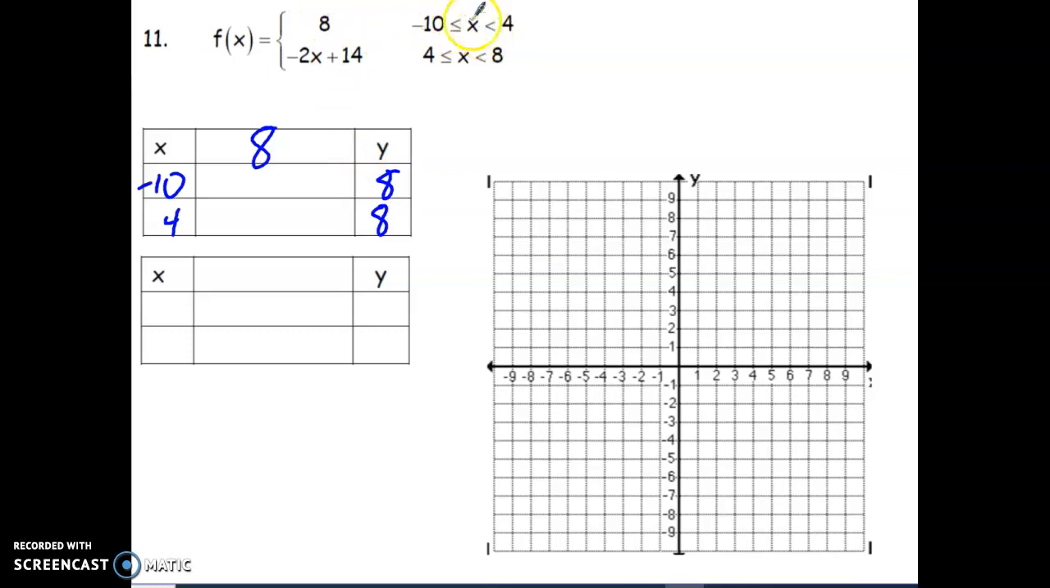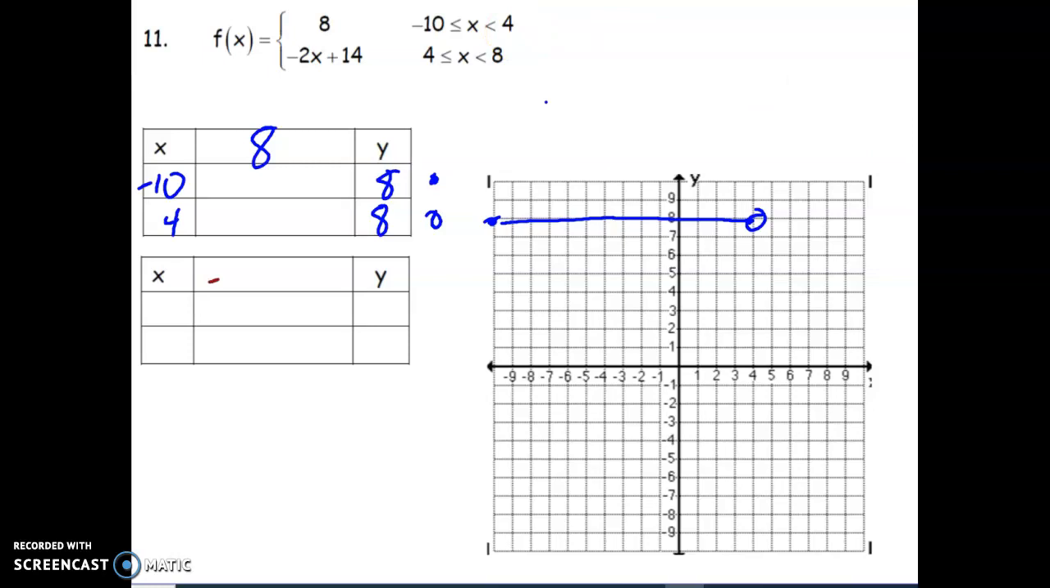On -10, I'm going to have a closed circle because I see an equal to. And on 4, I'm going to have an open circle because there is no equal to. Okay, let's draw those on there. -10, +8 is here, and 4, +8 is over here, and then I will connect the dots. No arrow because I have a starting point and a stopping point.